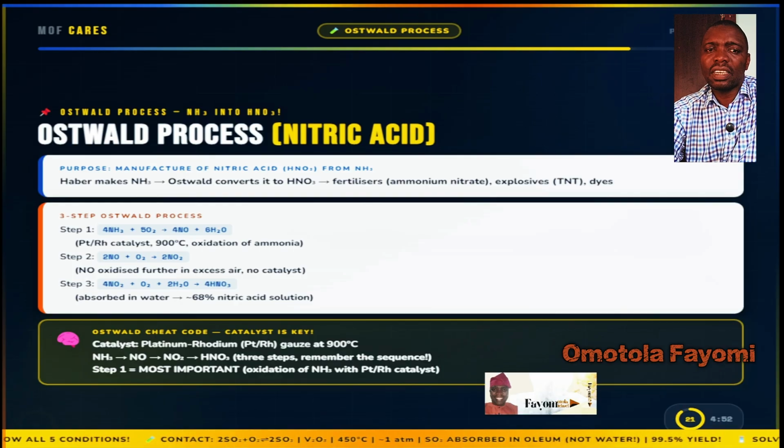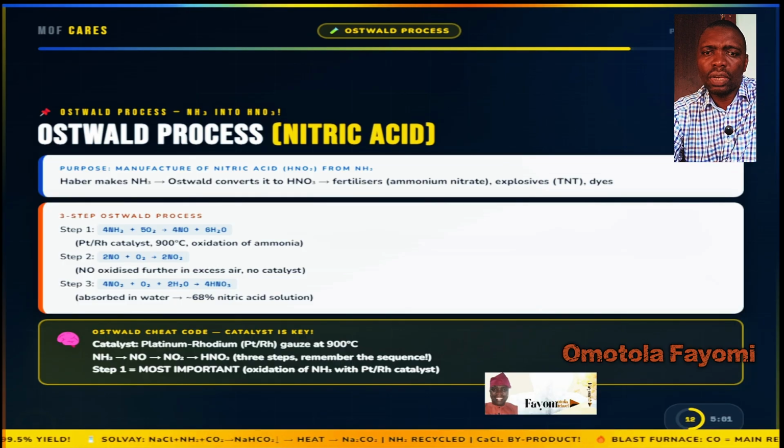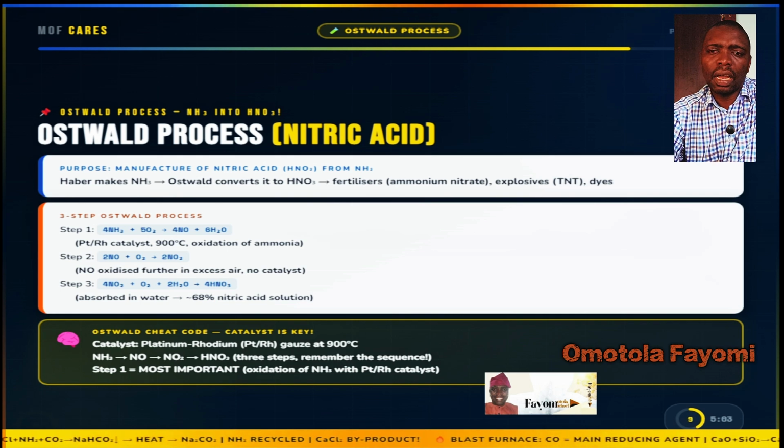Step 2 is that the nitric oxide produced is further oxidized in excess air. No catalyst needed. 2NO + O2 gives 2NO2, nitrogen dioxide, a brown gas. This happens spontaneously at lower temperature.